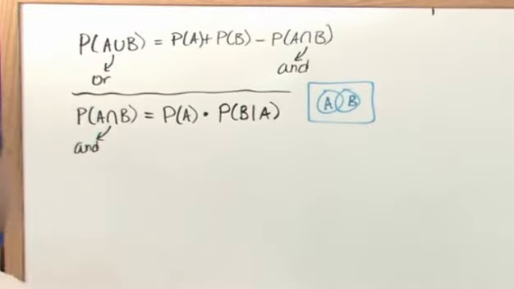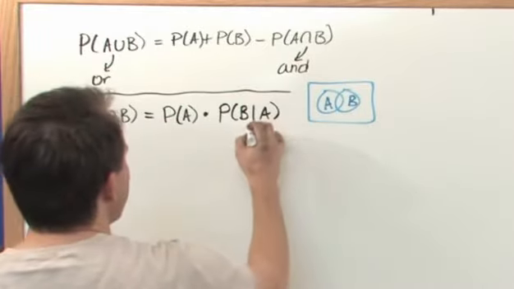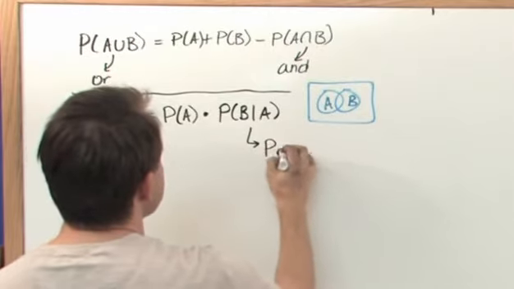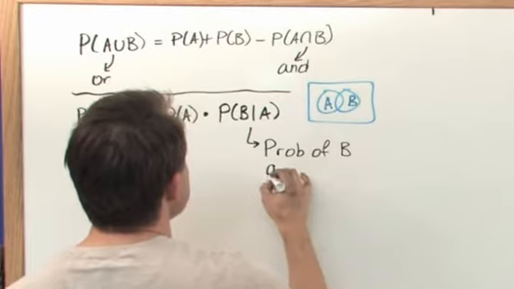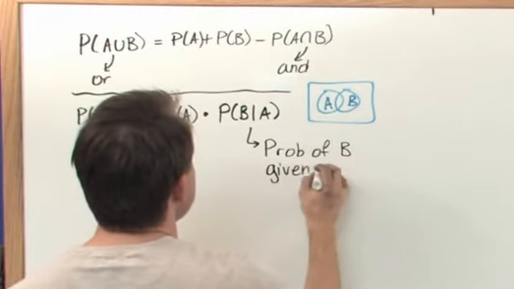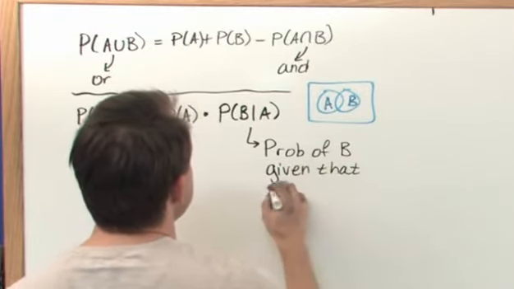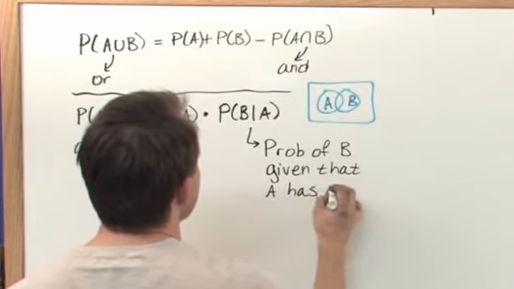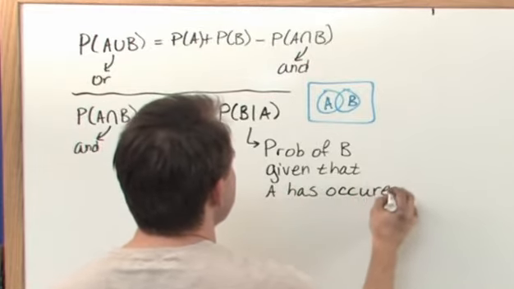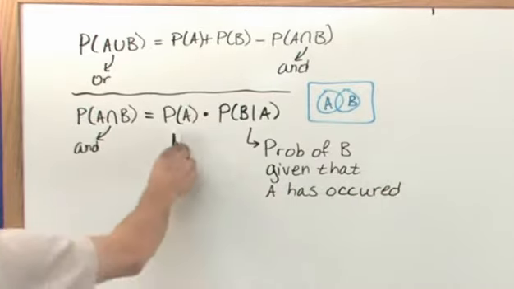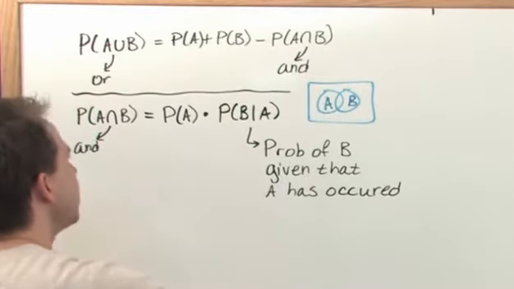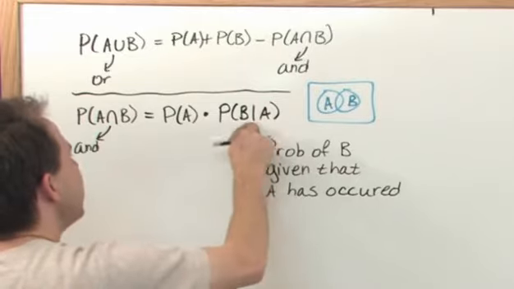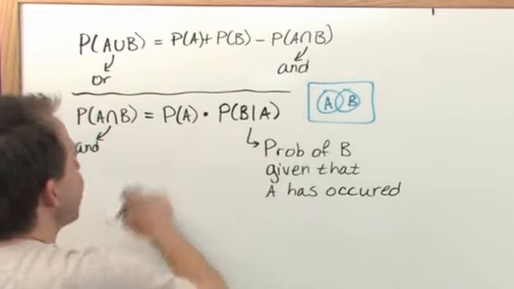Now, we need to talk about what this means. The way you read this is the probability of B given that A has occurred. It's very important that you understand this, because you can look at what the probability of A is, and you can look at what the probability of B is, but it's very important that you take into account the fact that A may have occurred, okay?